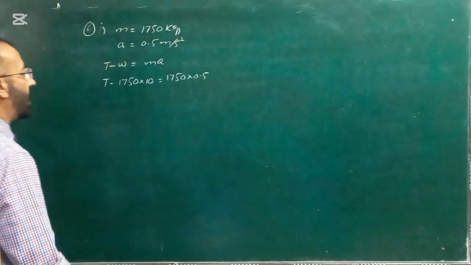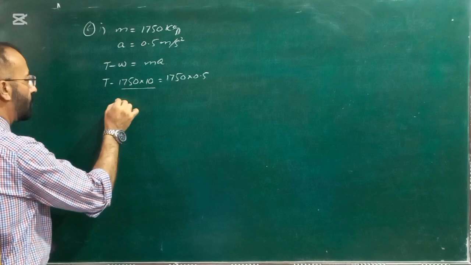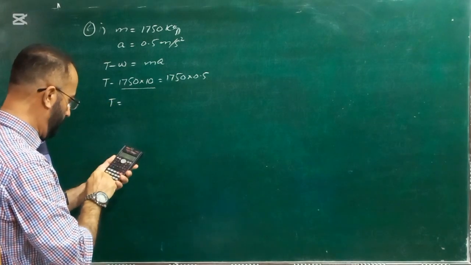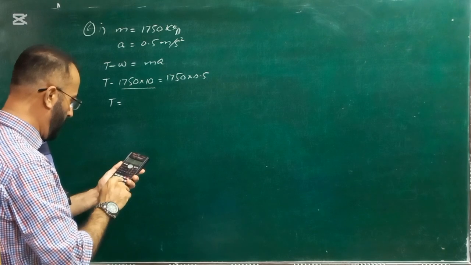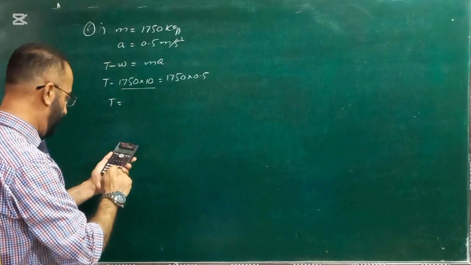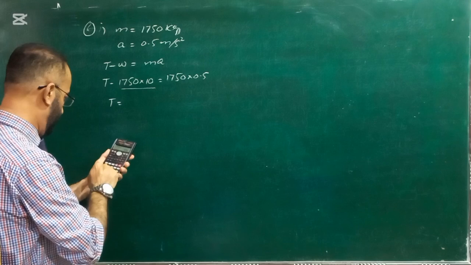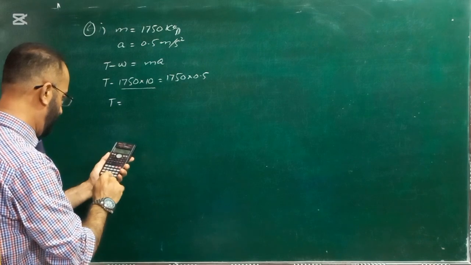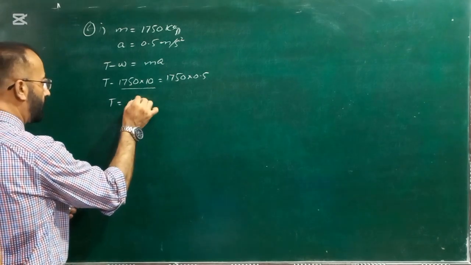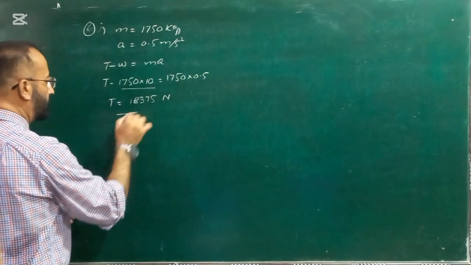So solving it on the calculator now. This factor will go to the right side and will be added to this factor. So T is equal to 1750 multiplied by 0.5 plus 17500, and this is 18375, and the unit will be Newton.